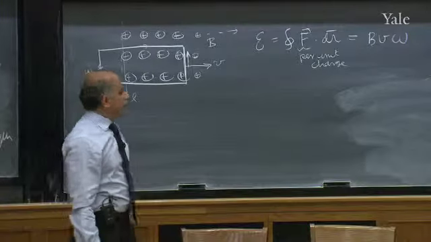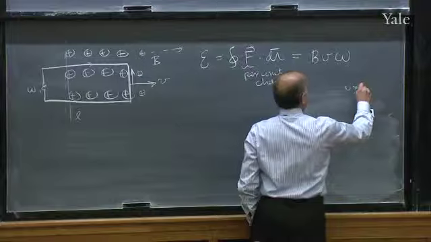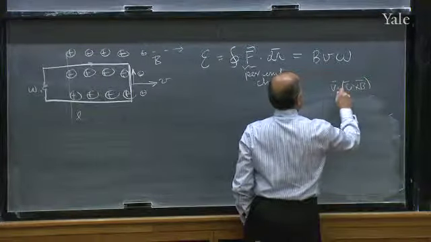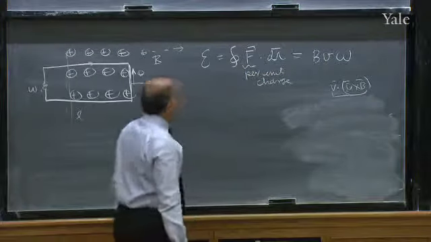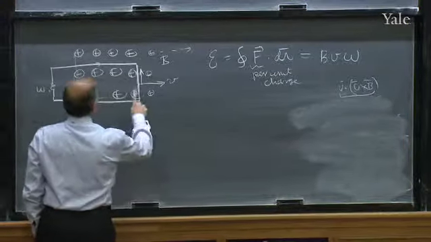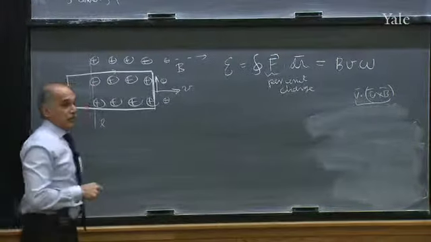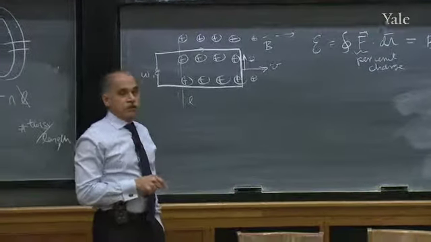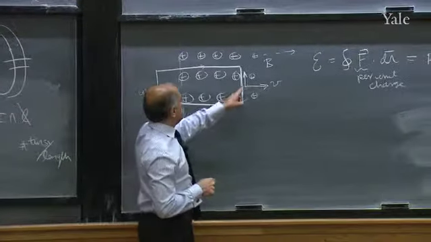Remember, the original argument for why it doesn't do any work is the force is V cross B, and the power is the velocity times the force, and it's zero because V cross B is perpendicular to V. But here, V cross B is this way, and the charge is moving this way. It looks like we got some work done. Okay, so the answer is that this is not the full story.